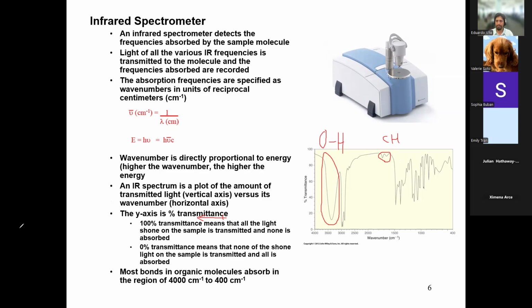So the smaller the dip, yes, the smaller the polarity change between them. Exactly. Yes, exactly. Good question.